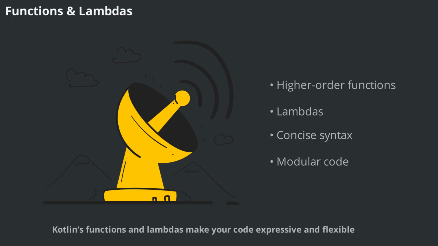Kotlin's functions and lambdas make your code expressive and flexible. Higher-order functions can take other functions as parameters or return them as results, enabling powerful abstractions. Lambdas are concise, anonymous functions you can pass around, making your code more modular and readable.